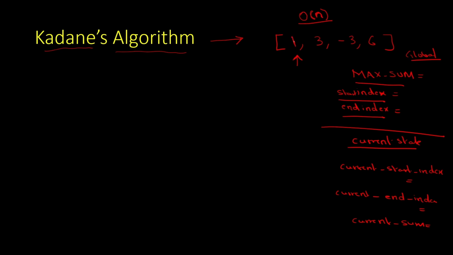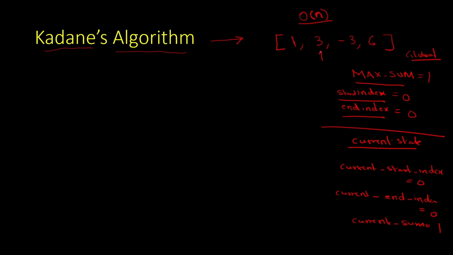Now, first, what would be my base case? I would have already visited the first index. So what would be the maximum one? Start index would be 0, end index would be 0, current start would be 0, current end would be 0. What is the current sum? It's just 1, right? So this is already fixed, so we can initialize these variables outside the loop itself. So now we will start our loop from the first index.